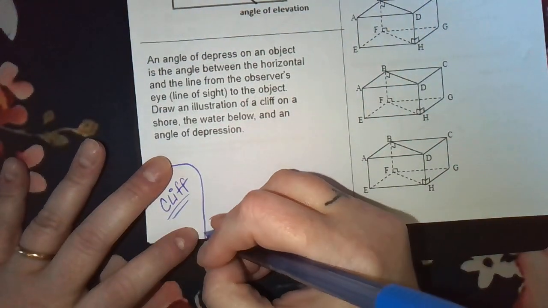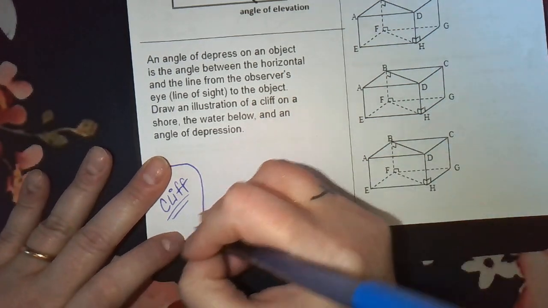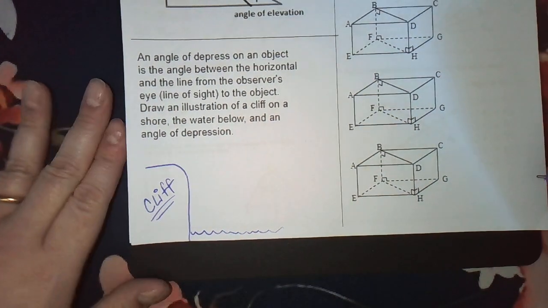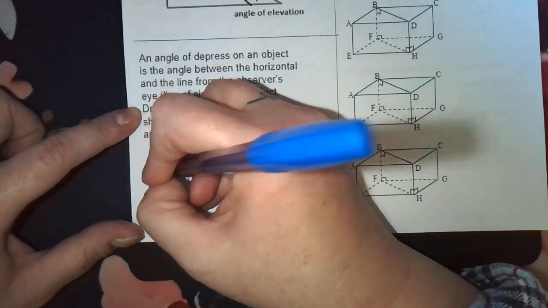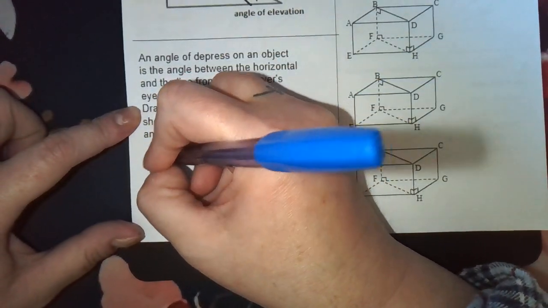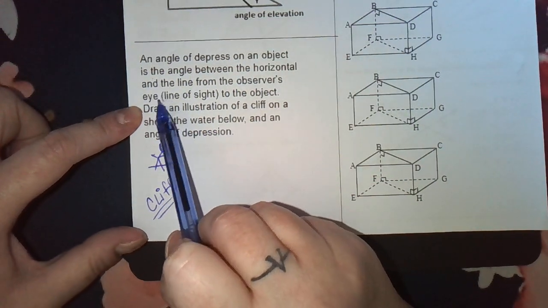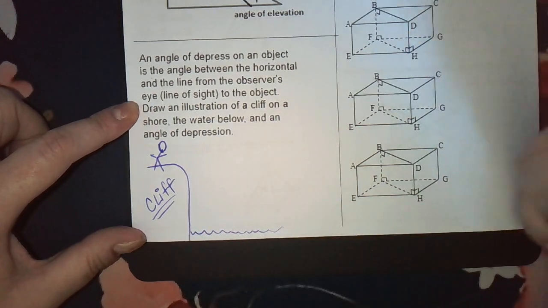On a shore, so that means there's like water or something. The water below, and an angle of depression. Okay, so an angle of depression is made, first let's put our guy standing up here. And the line of sight from the observer to the object.